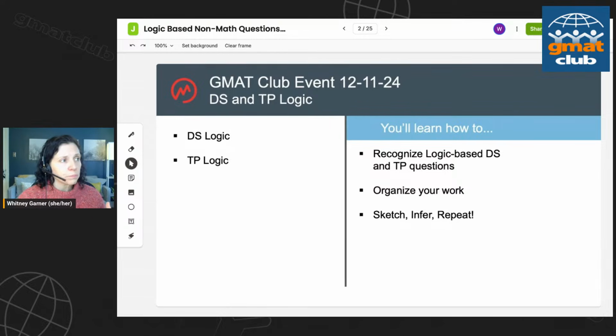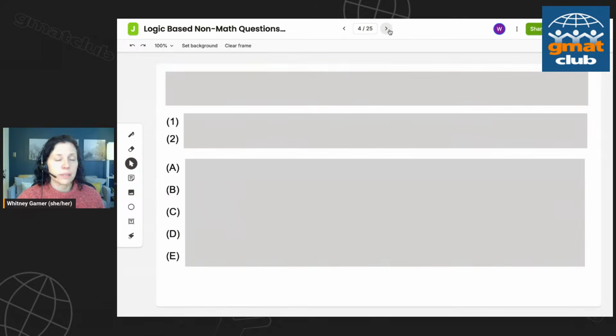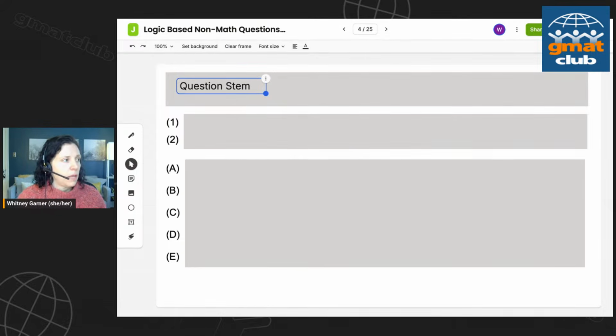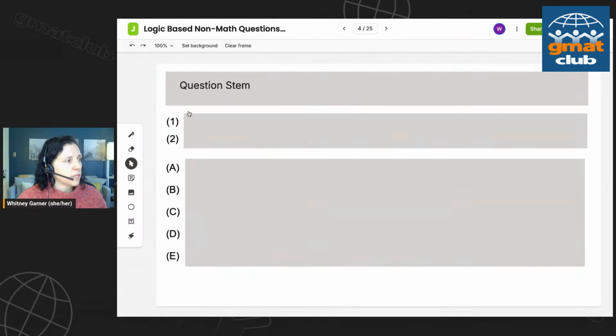The way data sufficiency works is that you'll be given some upfront information at the top. We often call this the question stem. And then you get two statements. They'll be labeled in most explanations, whether with our materials, official materials, or any other company you work with, as statement 1 and statement 2.